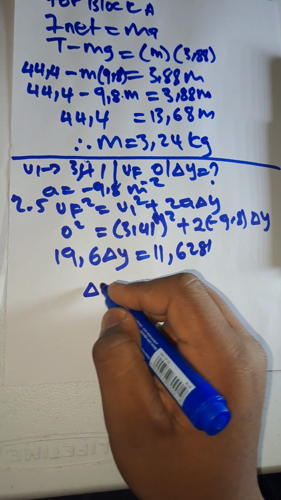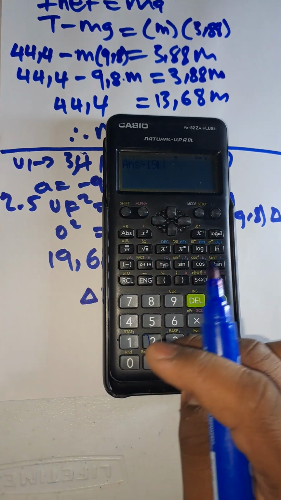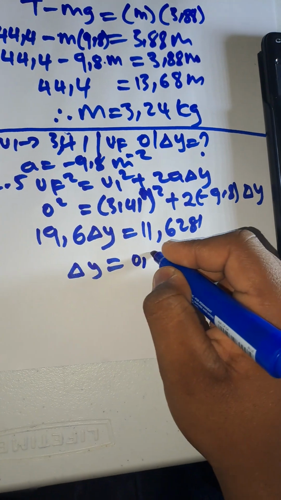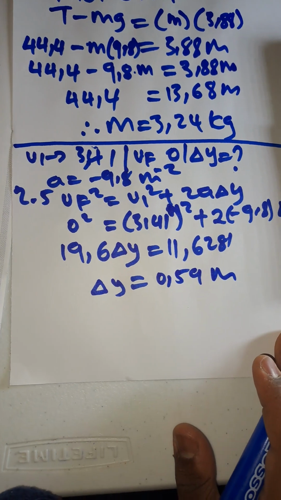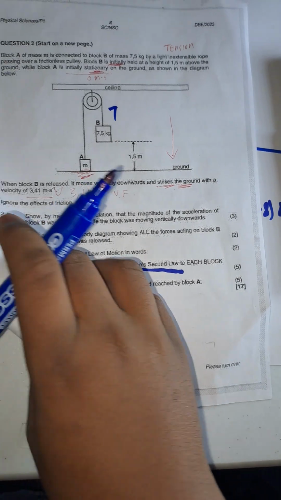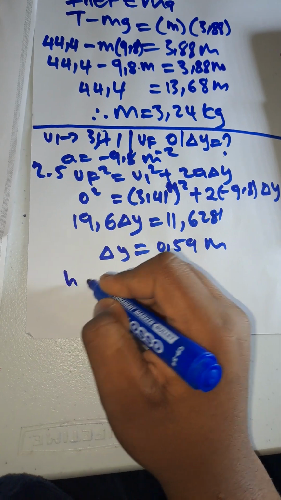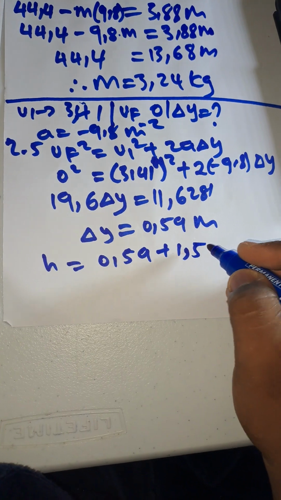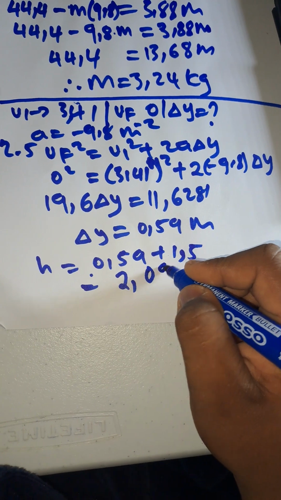11.6281. Divide both sides by 19.6. I will get 0.59 meters. But you're not done. They said above the ground, and remember, you have this distance again. So you're going to add the two displacements. H is equal to 0.59 plus 1.5, which is 2.09 meters.